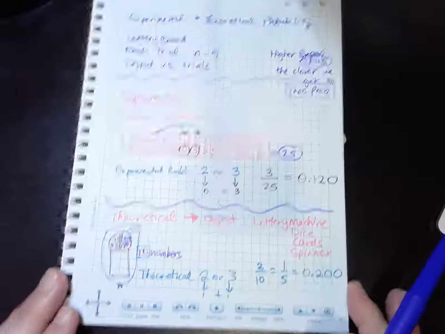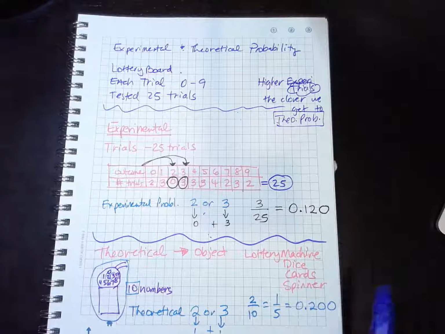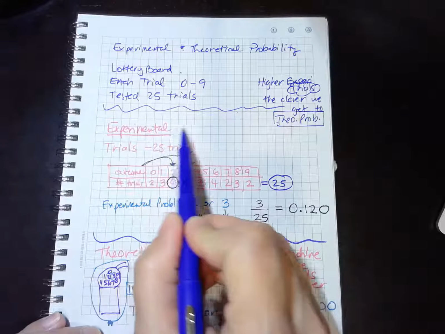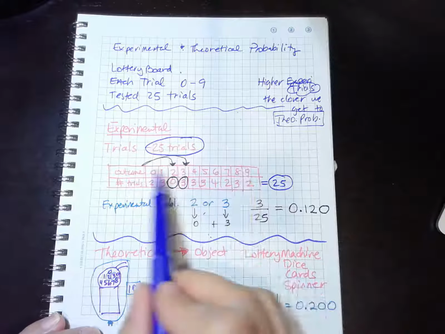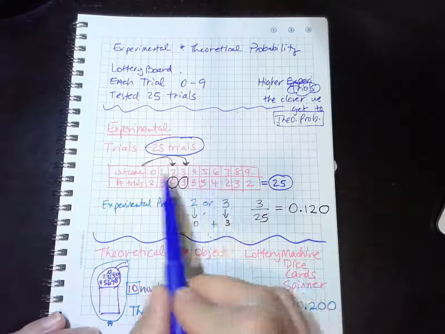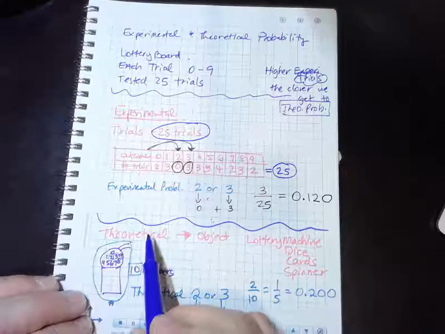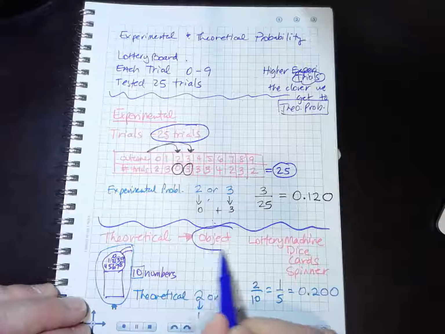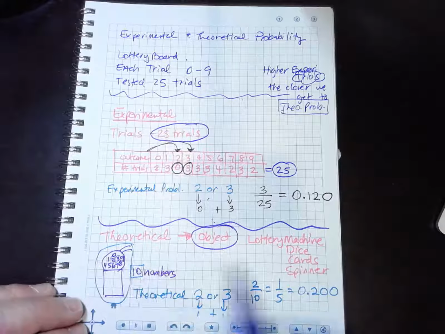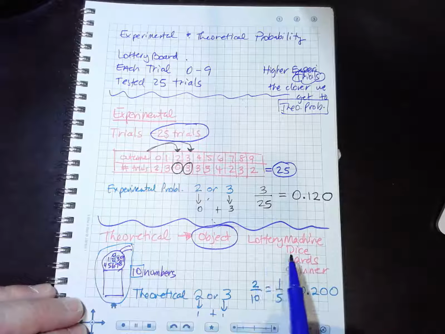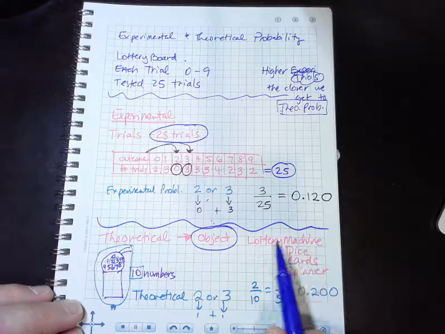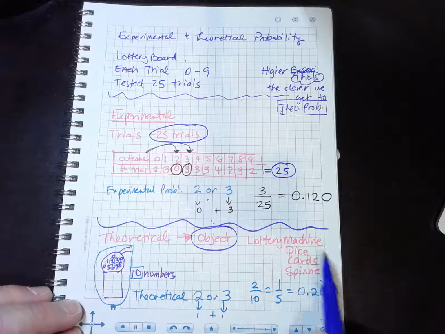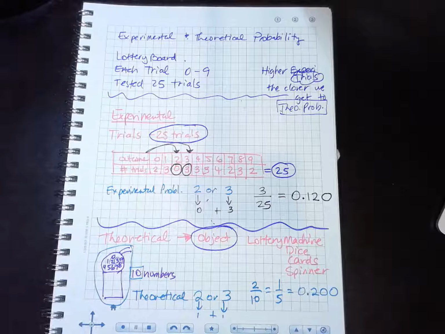Okay? So the big part here is experimental, that's going to be your trials. So look for a table with your data, and that's where you're going to get your trials from. The theoretical, that's going to be the object. So if it's a lottery machine, or if it's a dice, or if it's cards, or if it's a spinner, you're using the information from those things to get your theoretical.